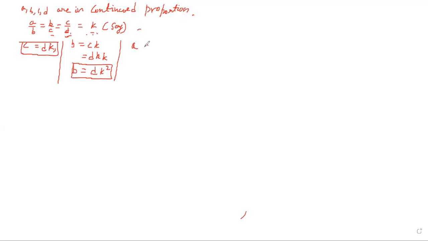Again, A by B equals K. So A equals BK. And the value of B is DK square. So we take DK square into K, which is DK cube. So A equals DK cube. So these three are the general results which we must use in our proving.